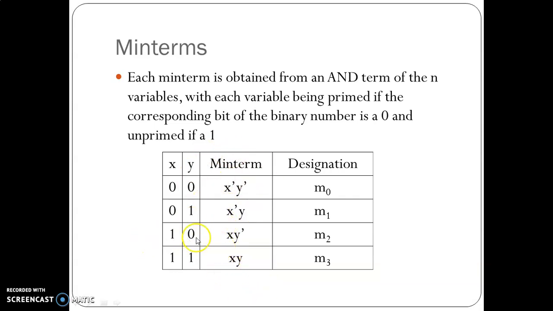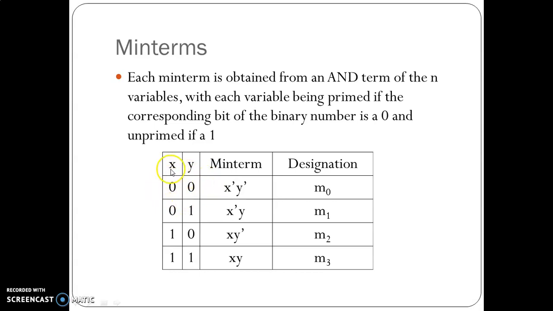Each minterm is obtained from an AND term of n variables, with each variable being primed if the corresponding bit of the binary number is 0 and unprimed if it is 1. A symbol for each minterm is shown here in the table, which is of the form mj, where j denotes the decimal equivalent of this binary number.